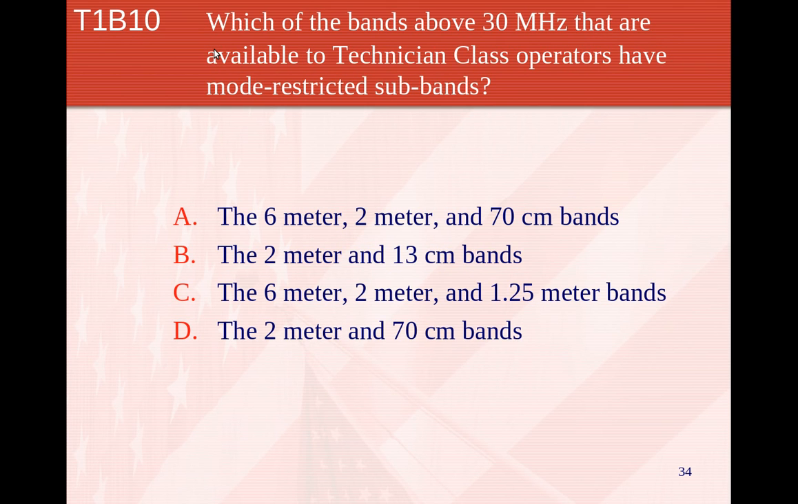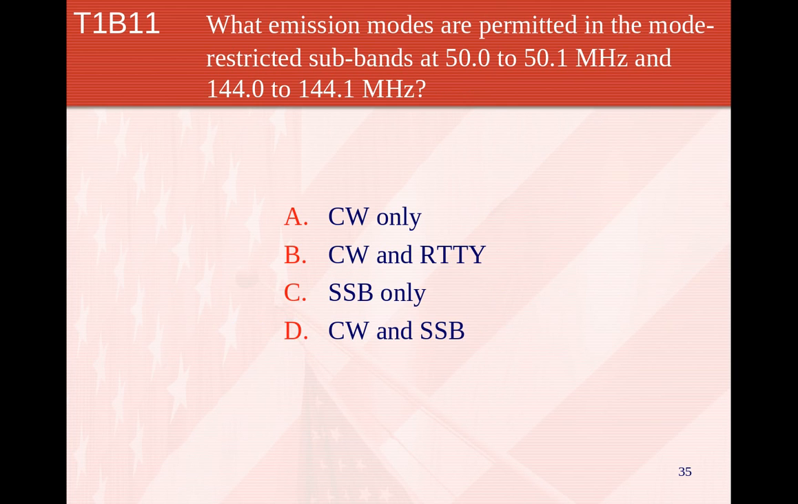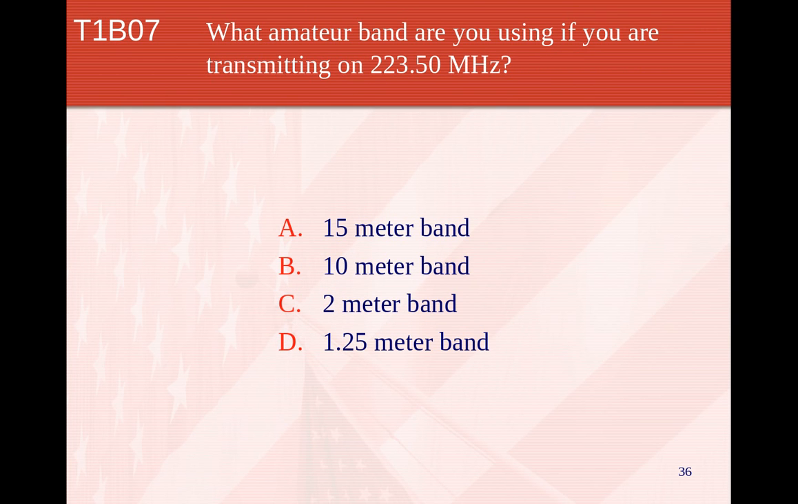Which bands above 30 megahertz that are available to technician class operators have mode restriction subbands? That's going to be your 6 meter, your 2 meter, and your 1 1/4 meter bands. They all have mode restricted subbands. What emission modes are permitted between 144 and 144.1 and 50 to 50.1 megahertz? That's CW only.